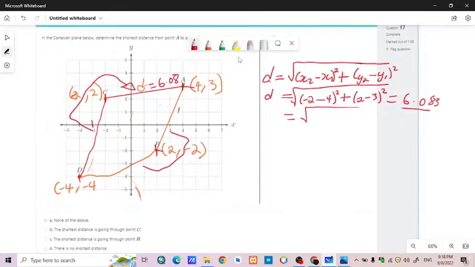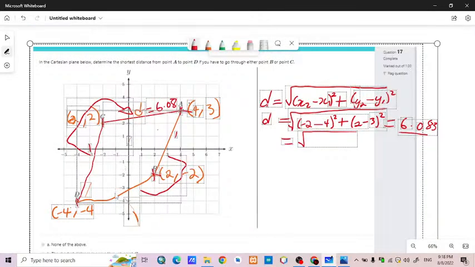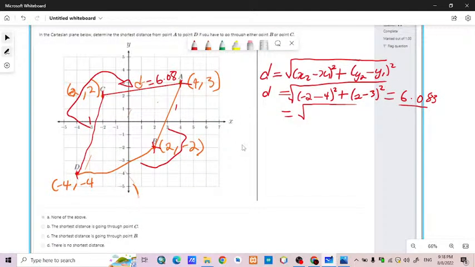Don't be fooled. Some people look at it and think it's a kite. No, that's not true. These coordinates are not identical or symmetrical in a way. If you look at this one, this is -4 and 4. This one is 4 and 3. If this was 4 and 4, the distances would be equal.